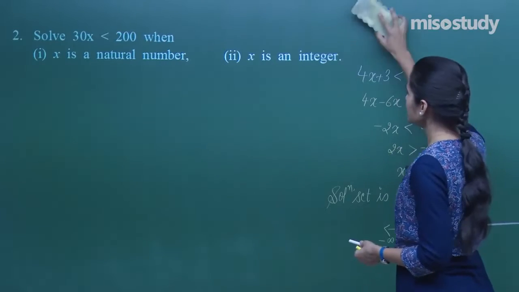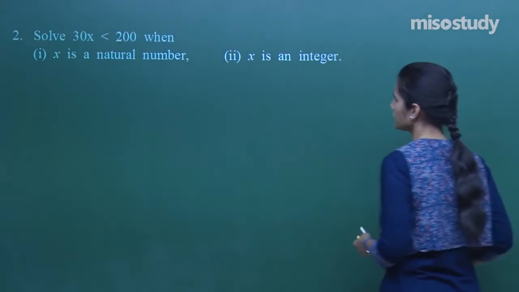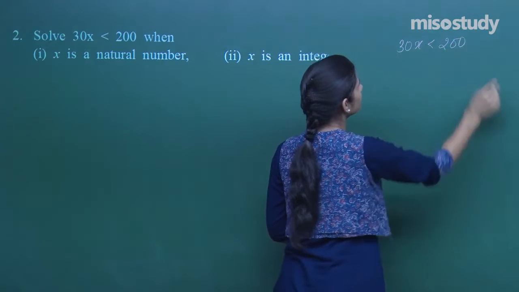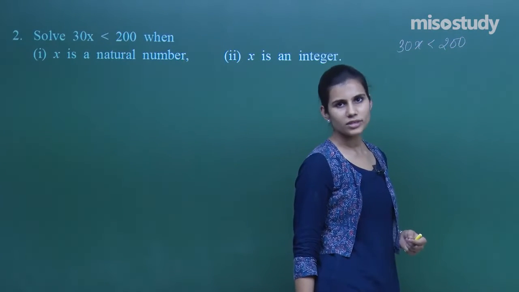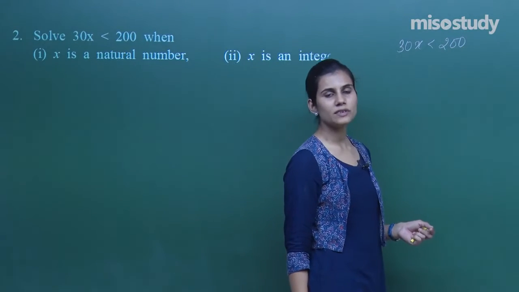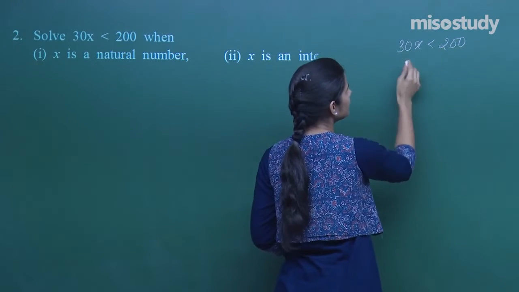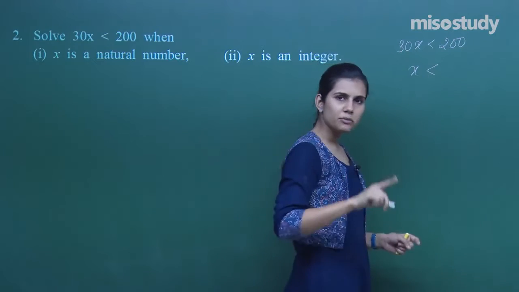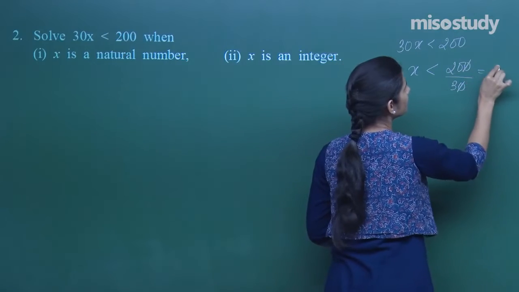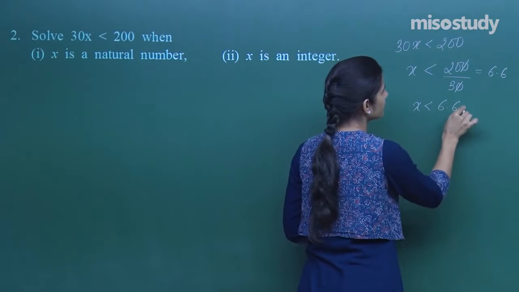Solve 30x is less than 200 for x being a natural number and then for x being an integer. That's pretty nice. 30x is less than 200. Dividing both sides by 30 because I want x alone, then only I can get the solution. 30 is a positive number, therefore the inequality sign is not going to alter. 30x by 30 gives me x. The inequality remains the same. Here I have 200 by 30, which is 6.6. So x is less than 6.6.